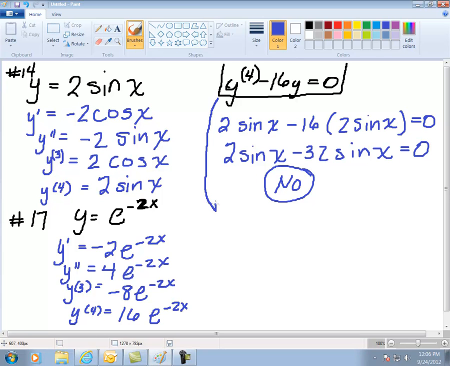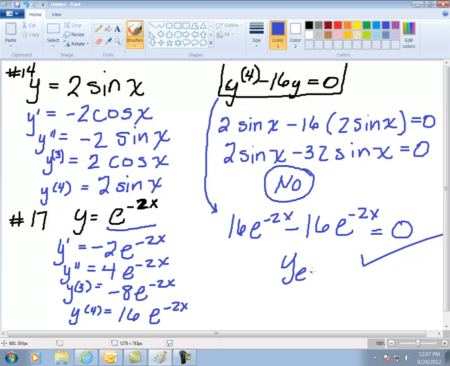These questions were both the same. I want to see if either one of these is a solution to this. So I'm going to start off with my fourth derivative of y, which is 16 e to the minus 2x. And then subtract off 16, and in place of y I'm going to put my original function here, because y equals e to the minus 2x. And from here you can see I get 16e to the minus 2x minus 16e to the minus 2x, which is going to equal 0. So that's a true statement, so this is in fact a solution.